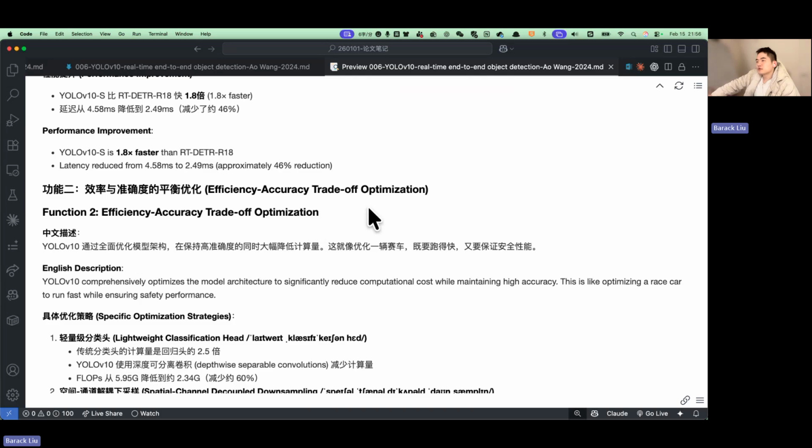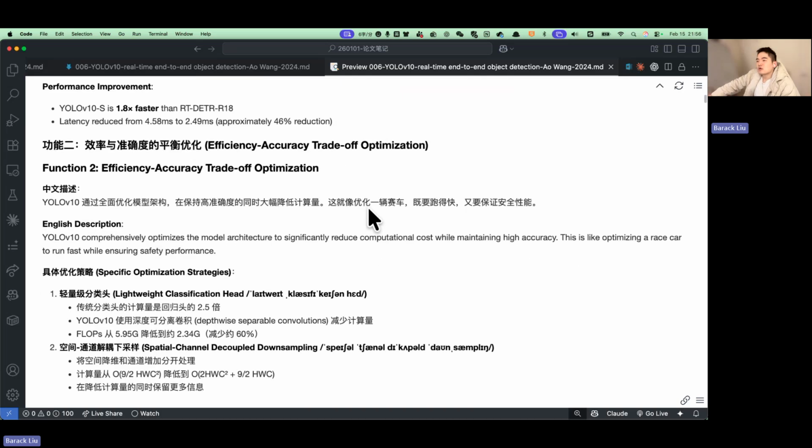Function 2, efficiency-accuracy trade-off optimization. YOLOv10 comprehensively optimizes the model architecture to significantly reduce computational costs while maintaining high accuracy. This is like optimizing a race car to run faster while ensuring safety performance.